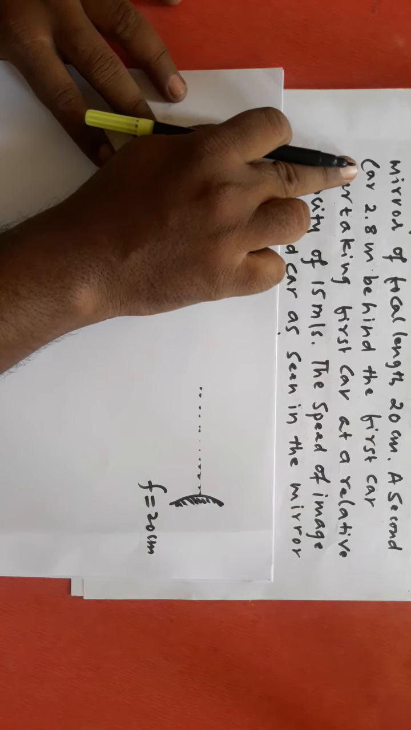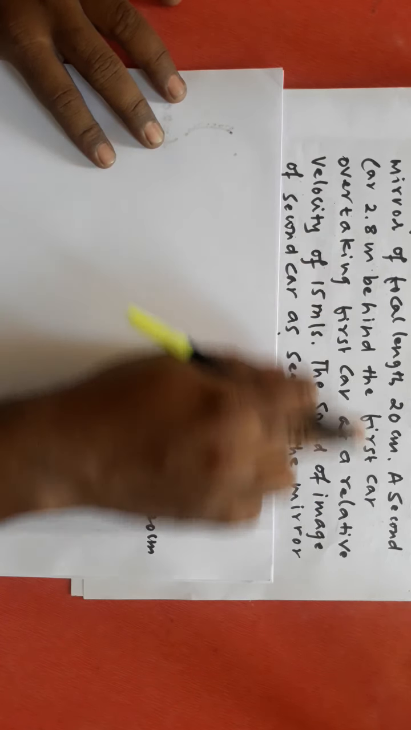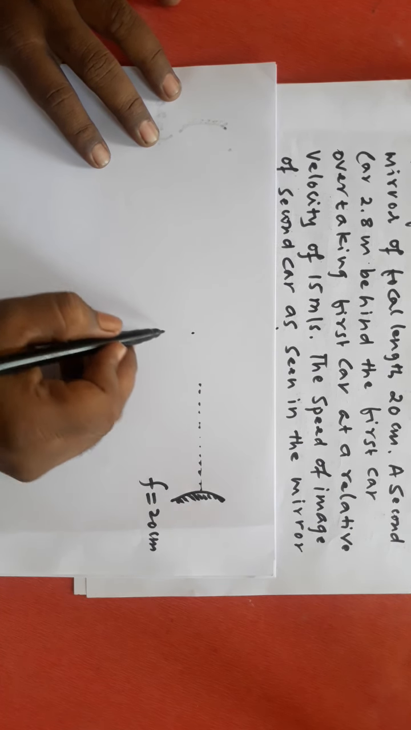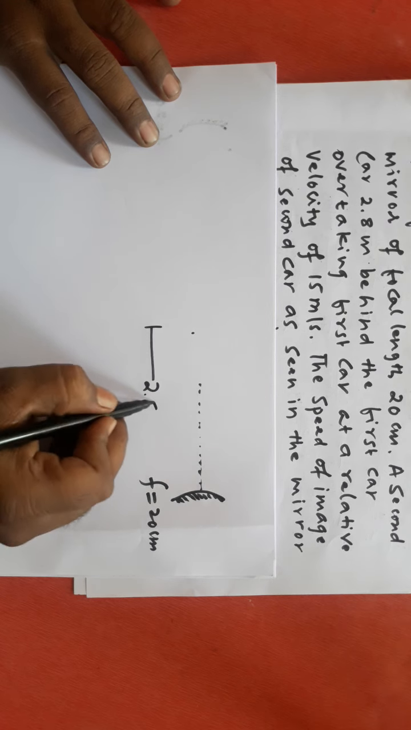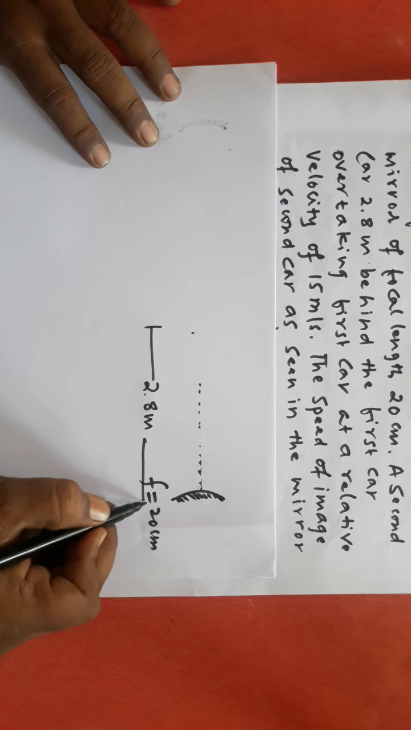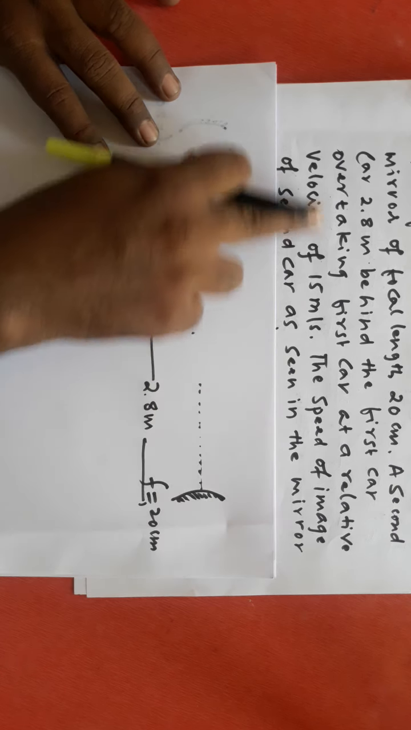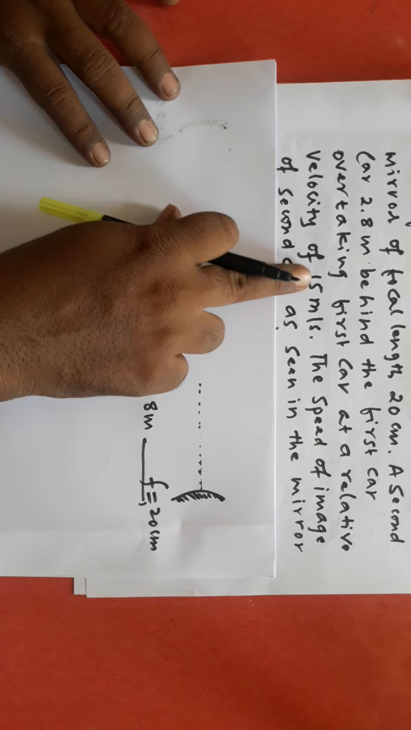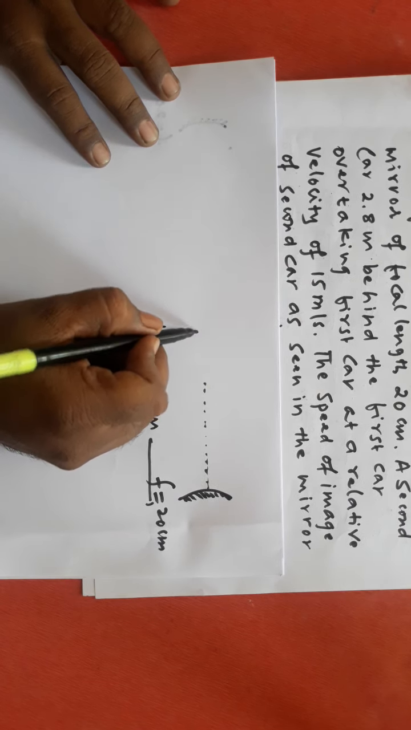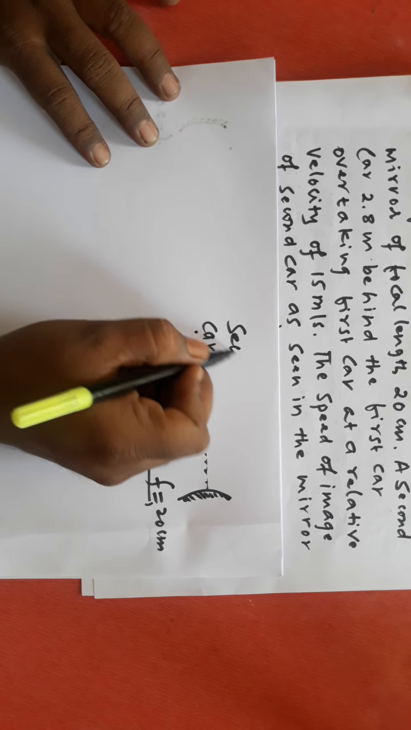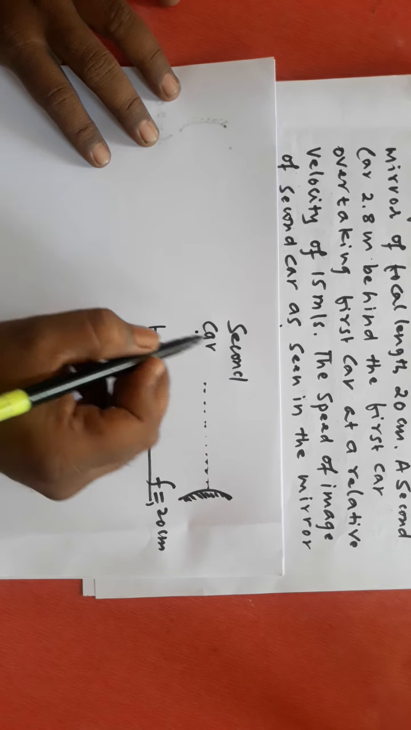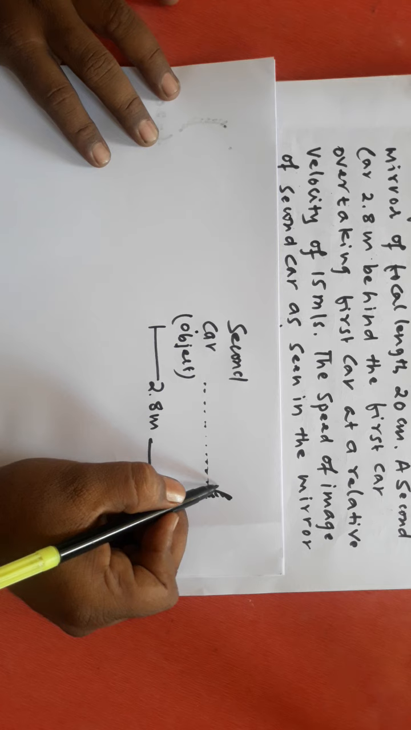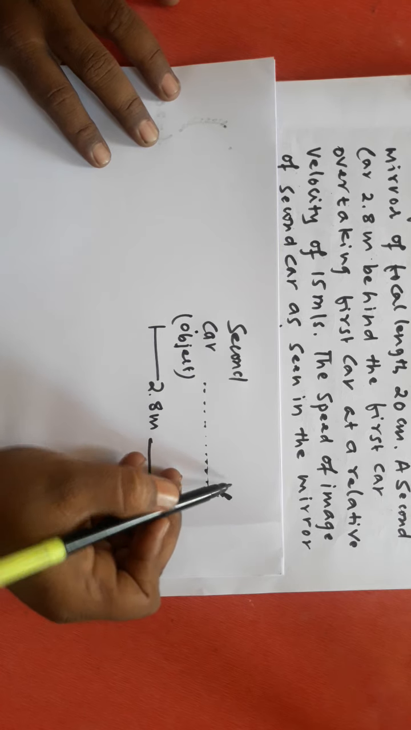Then a second car 2.8 meter behind the first car is overtaking the first car at a relative speed. That means this second car will become the object for the observer, the driver of the first car. The driver of the first car is here.